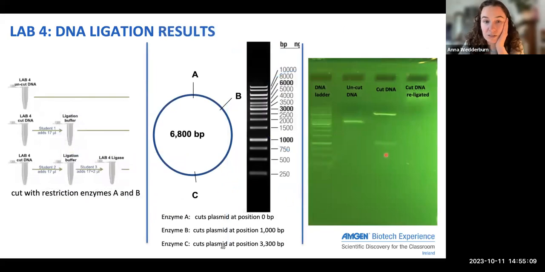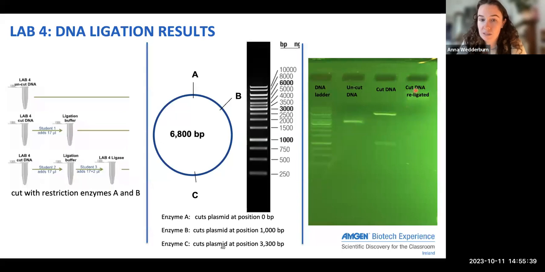So this is what the results look like. You've got your DNA ladder here. We've got our uncut DNA there, so that's our plasmid. We've got our cut DNA, which was cut with restriction enzymes A and B, so we've got 2 lines. So that's our cut DNA. Our negative control, the one that was just the cut DNA with the ligase buffer. And then our final sample, which was the cut DNA and the ligase buffer and the ligase, we get this big kind of blob up here.